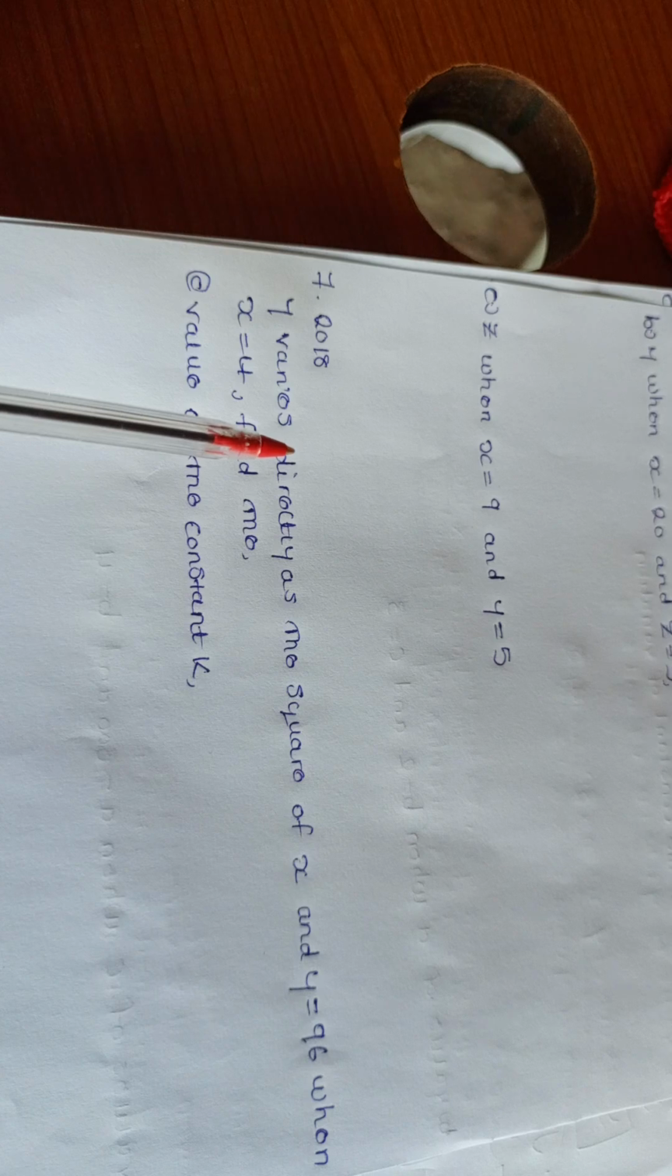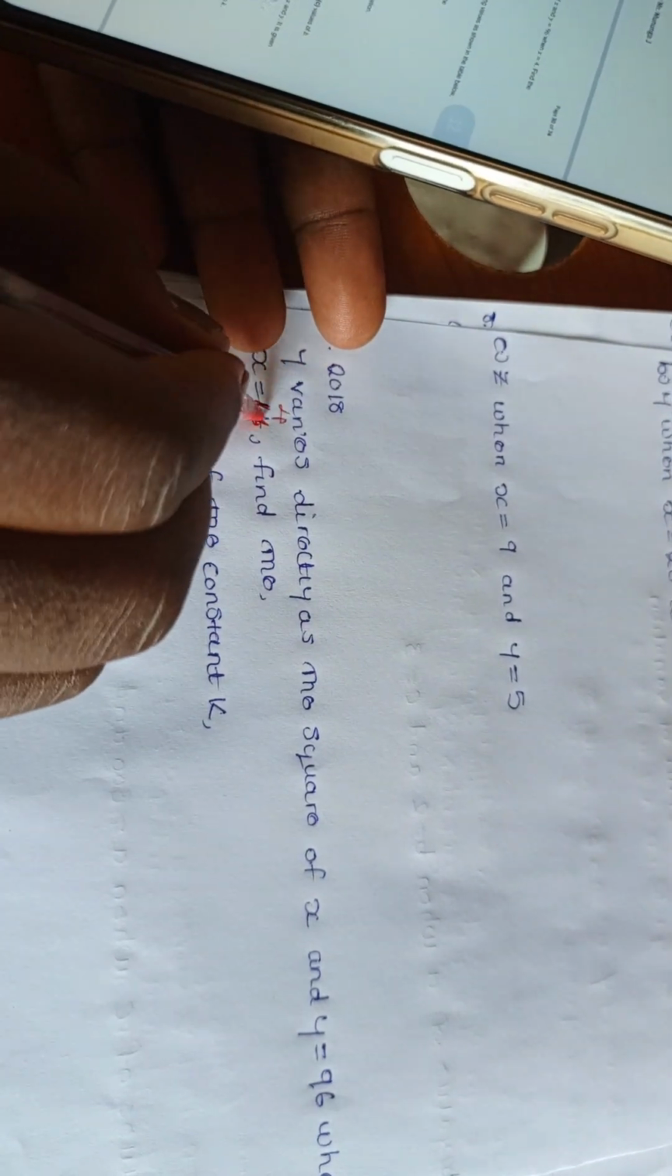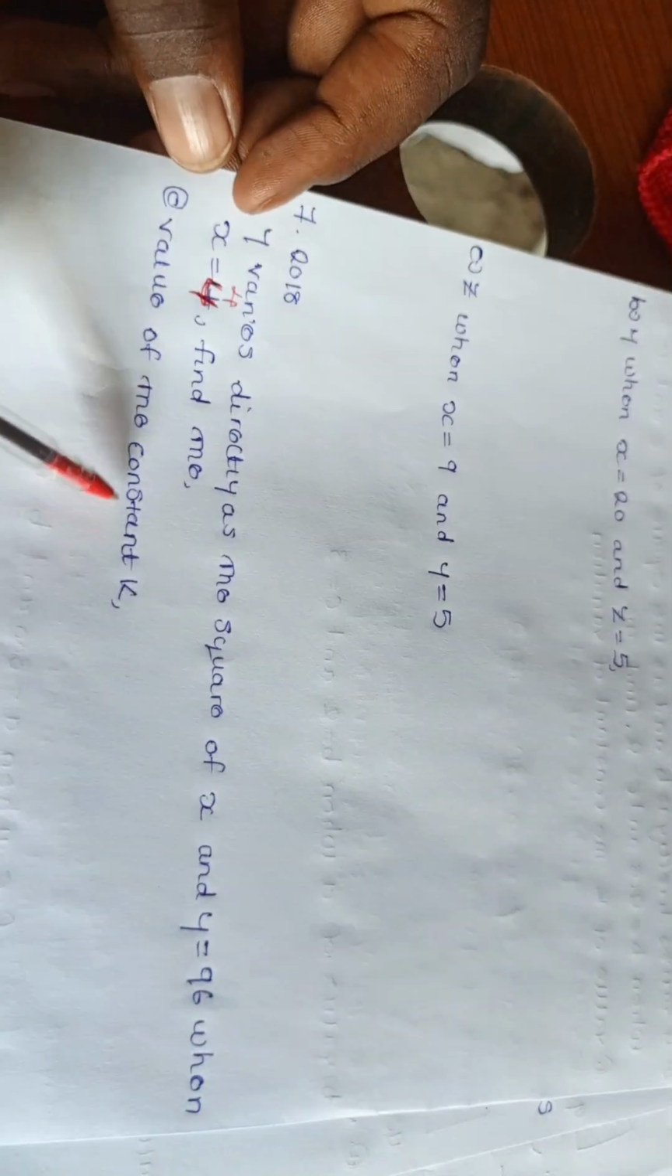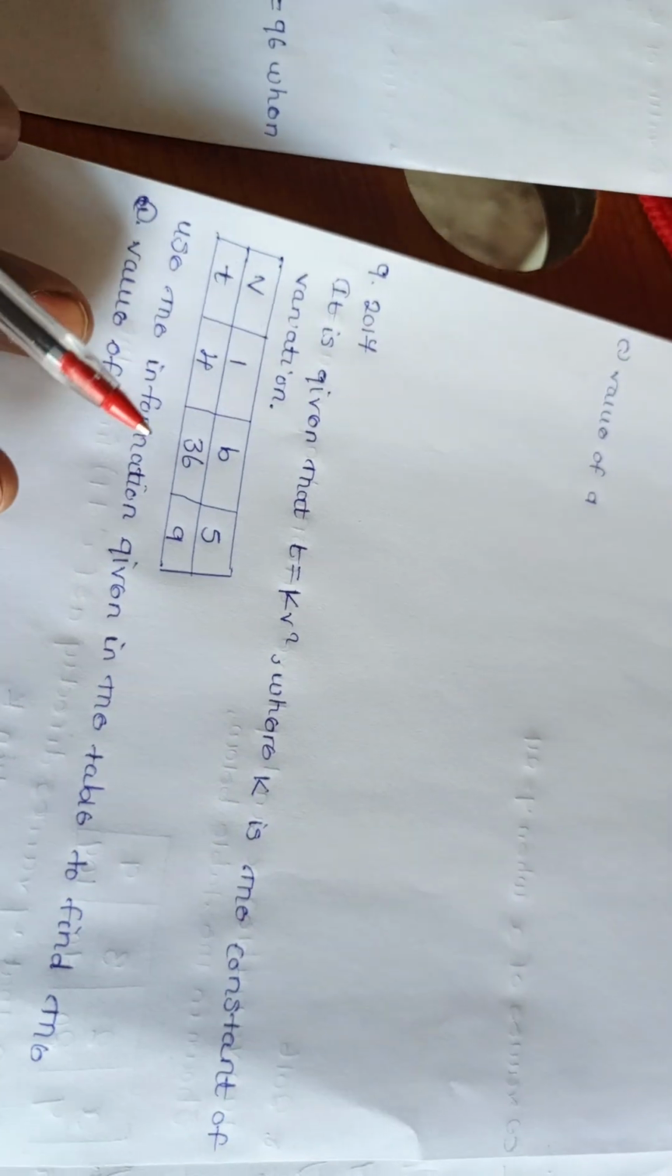Number 7 is this one. This is 4. This one is clear as well. Option A, the value of k, the constant. Option B, the value of b. Option B is here.